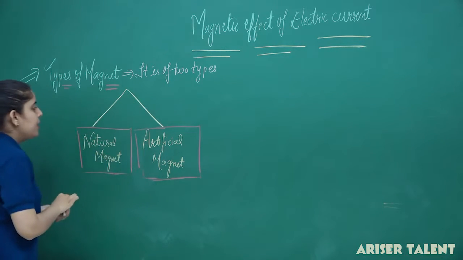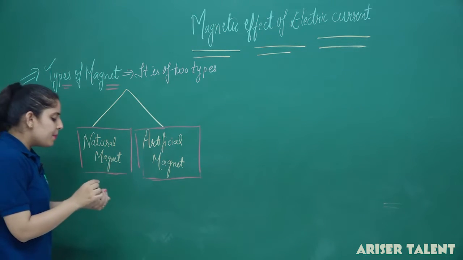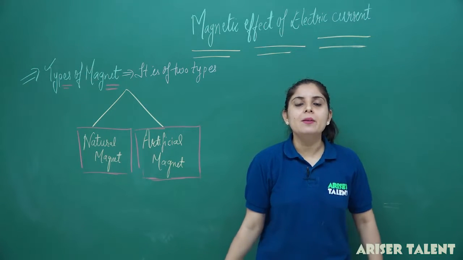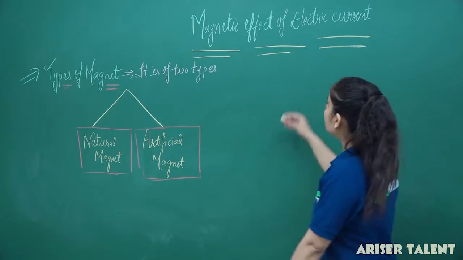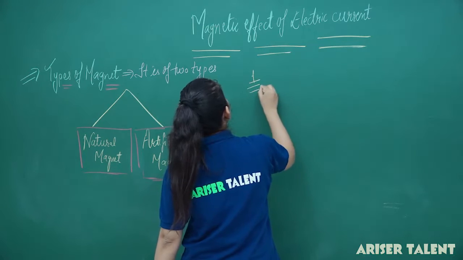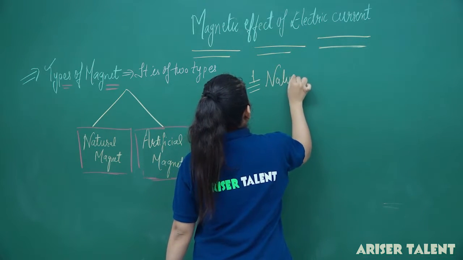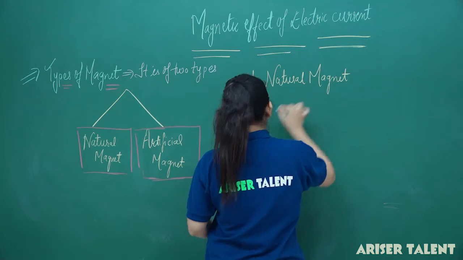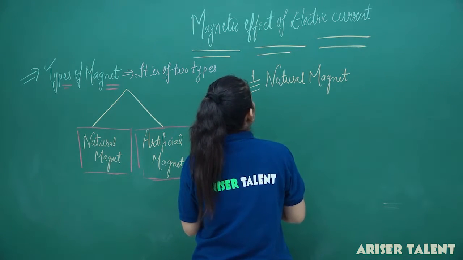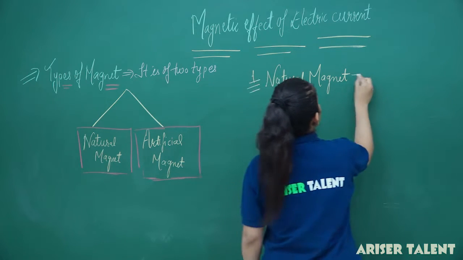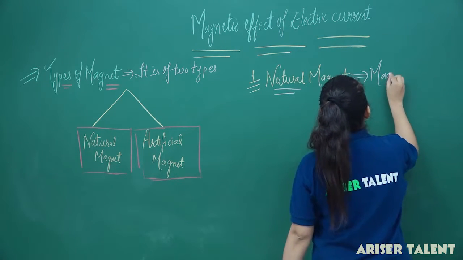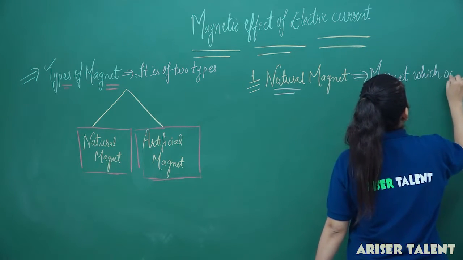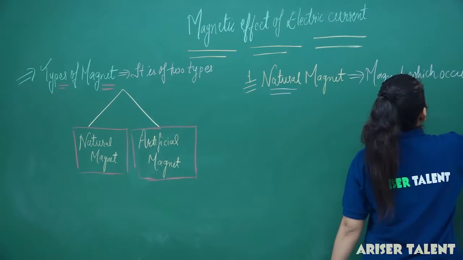artificial magnet. Now, natural magnet is a magnet which will occur in nature naturally. It means it is obtained by extraction only. So, the first category is natural magnet. Now, what is natural magnet? It means which occurs naturally. So, it is basically a magnet which occurs naturally.